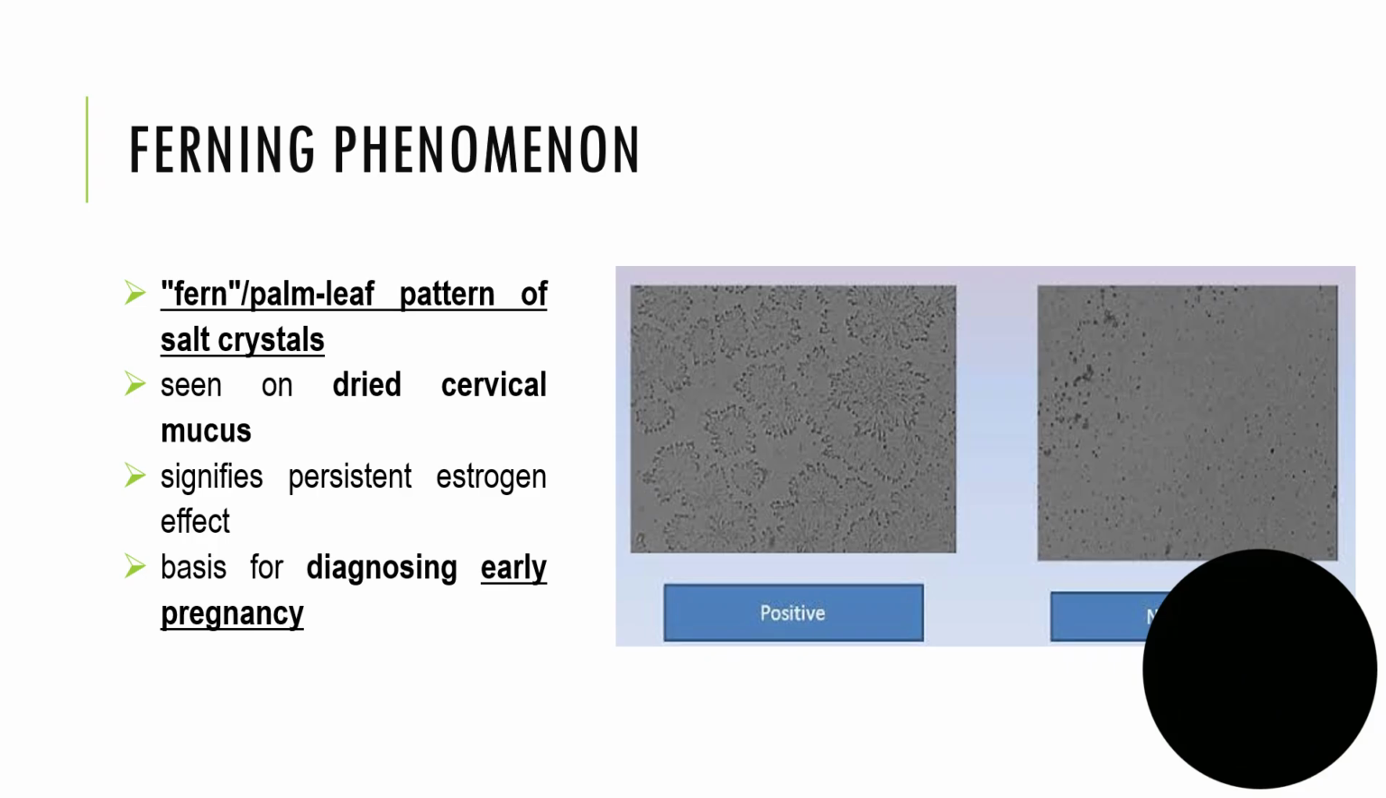Clinically, the ferning phenomenon is used as a basis for diagnosing early pregnancy and for identifying the timing of ovulation. The pattern disappears in the luteal phase under progesterone influence, as progesterone makes the mucus thick and viscous, preventing ferning. I have here visuals of the positive result for the ferning phenomenon. As you can see, it resembles a palm leaf.